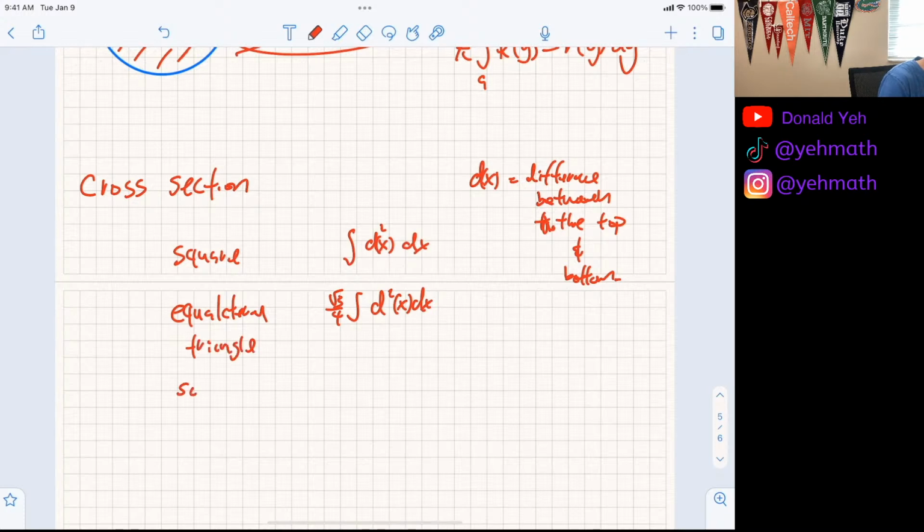How about semicircle? It's equal to pi over 8 d squared of x dx.